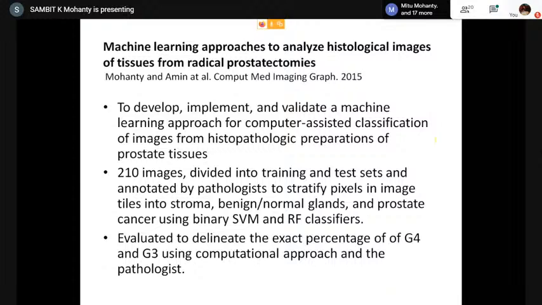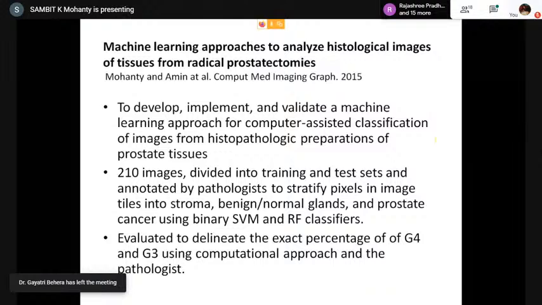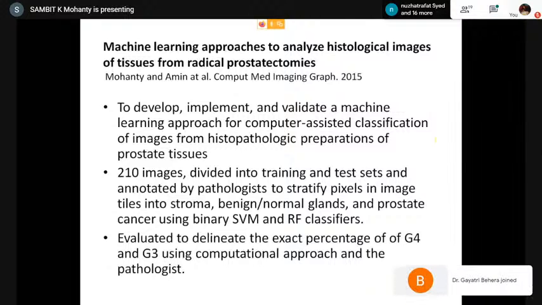So we published a paper way back in 2014-15 on artificial intelligence, at the beginning, on machine learning approaches to analyze histological images of radical prostatectomy. The aim was to develop, implement, and validate a machine learning approach for computer-assisted classification of images from histopathologic preparation of prostate tissue. You have 210 images divided into a training set and a test set, then annotated by pathologists. They annotate the benign stroma, benign gland, G3 and G4. They are classified using RF and SVM classifiers, to delineate the exact percentage of G4 and G3 computationally.